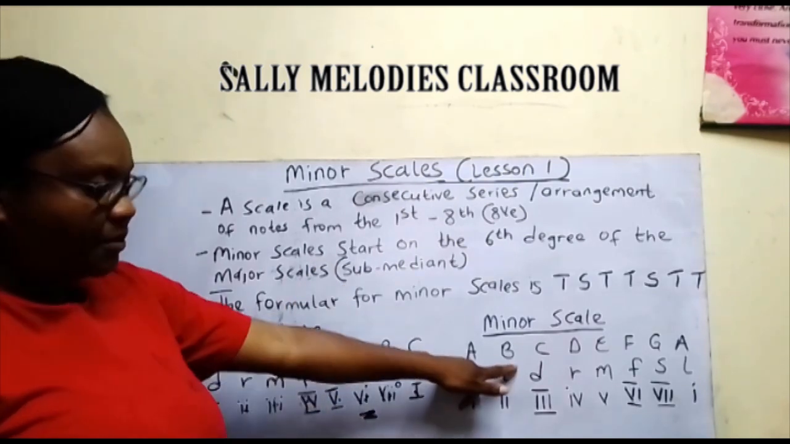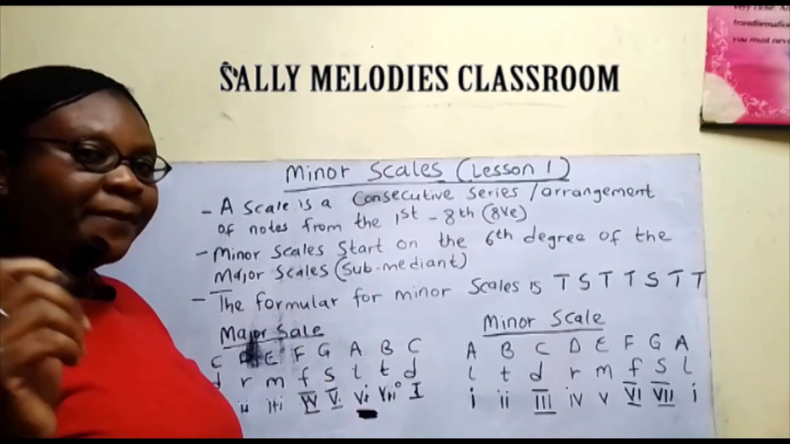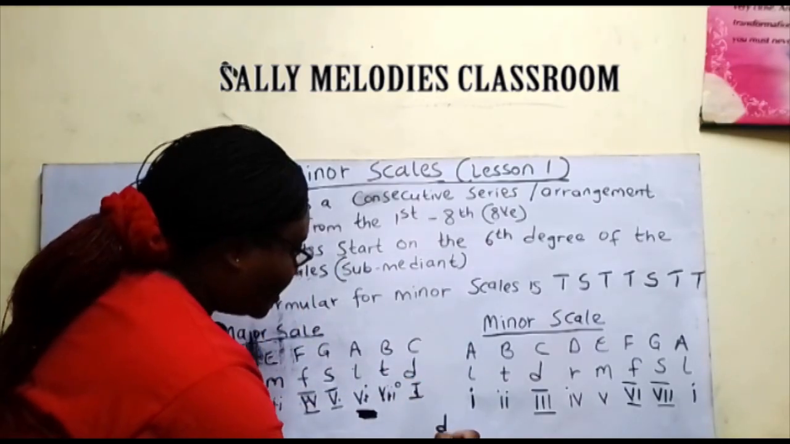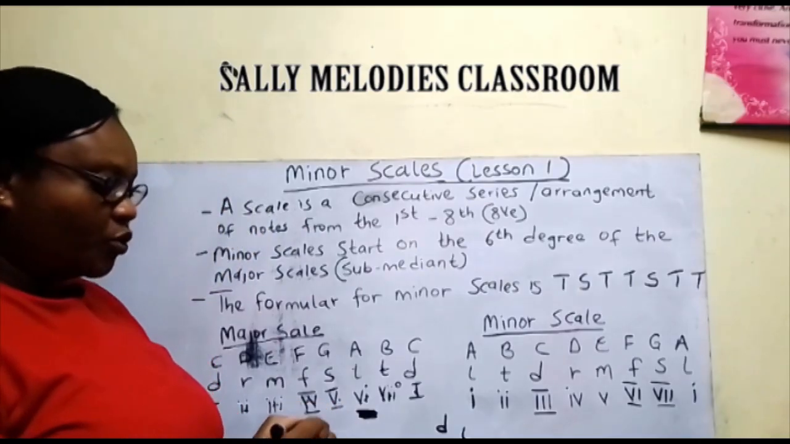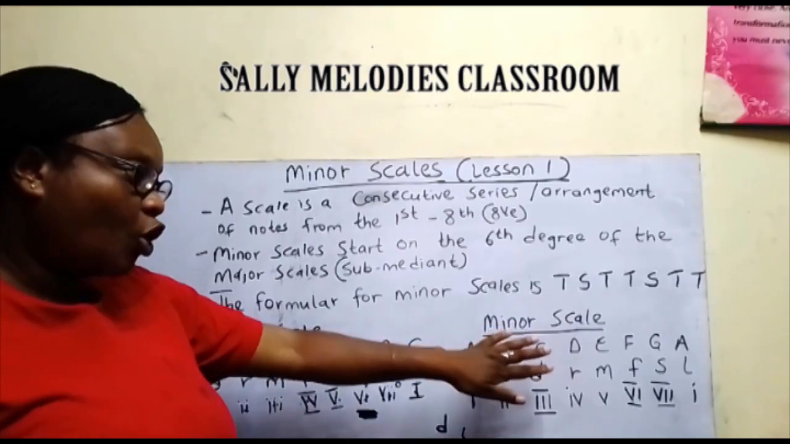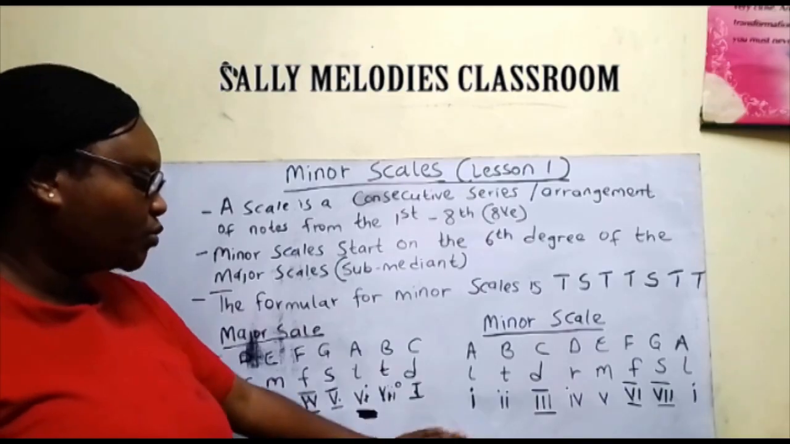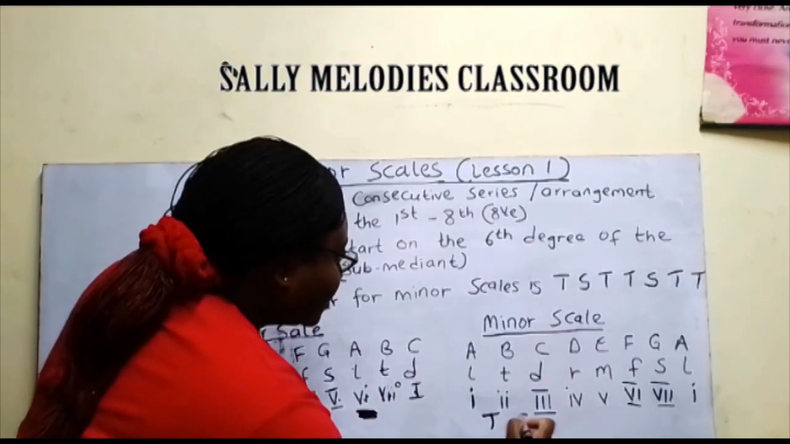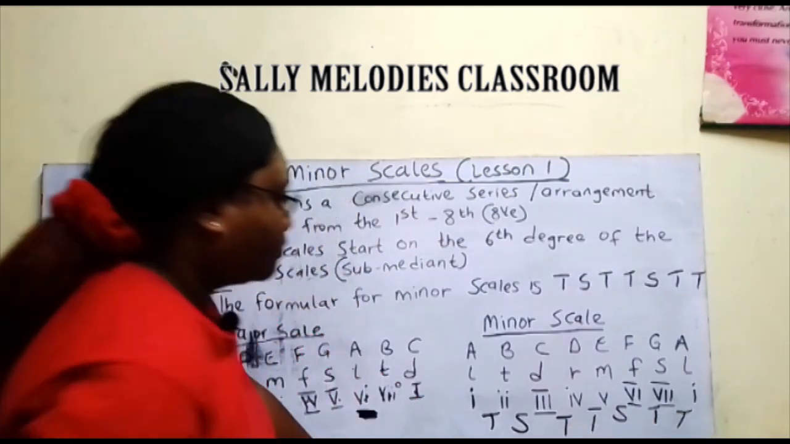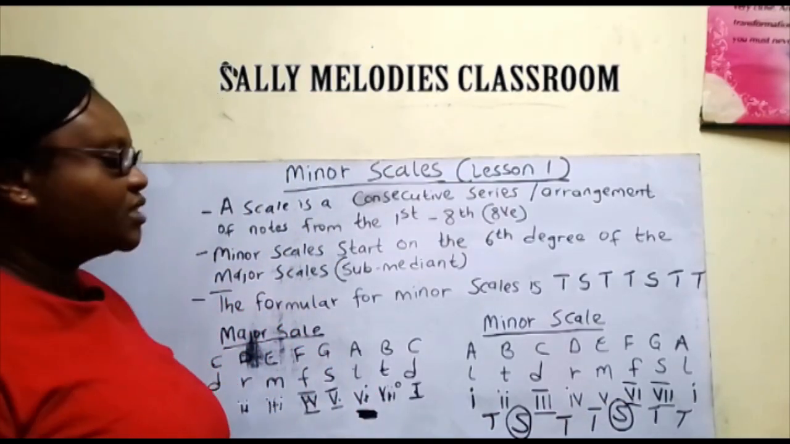C major, A minor. When you look at a piece of music and you happen to see that the first note is not a Do, it is a La, then you know that the song has been written on minor chords or minor scale. That one, we shall look at it as we proceed. Tone, semitone, tone, tone, semitone, tone, tone. So that is where you find your semitone, the natural semitone.